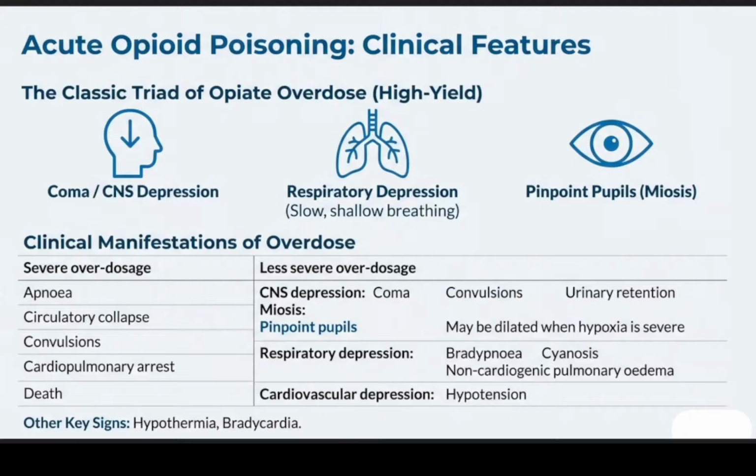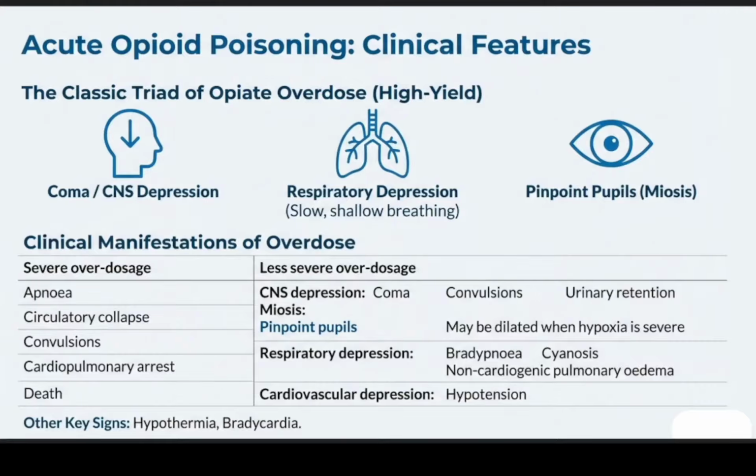But when we talk about a lesser severe version, there is going to be severe CNS depression, in which there will be coma and convulsion. Then there's going to be urinary retention, then miosis, that's pinpoint pupils, and respiratory depression, wherein there's bradypnea, cyanosis, non-cardiogenic pulmonary edema, and cardiovascular depression, wherein there's hypotension. Other signs: hypothermia and bradycardia.